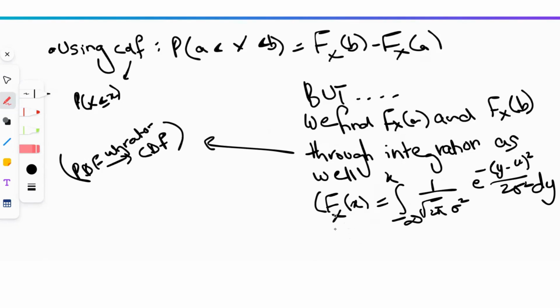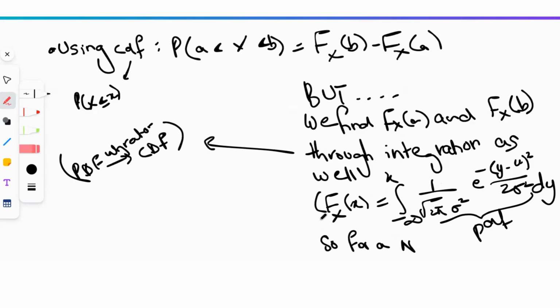So the way we would find the CDF is through integrating this PDF, right? But the fact that we can't directly integrate the PDF means we can't even find a closed form expression of the CDF, right? So for a normal random variable, we don't have a closed form.